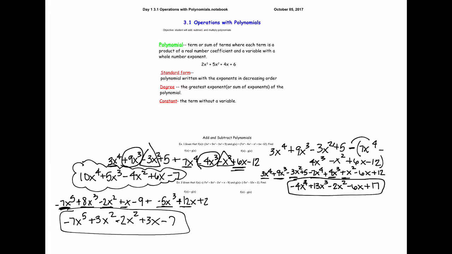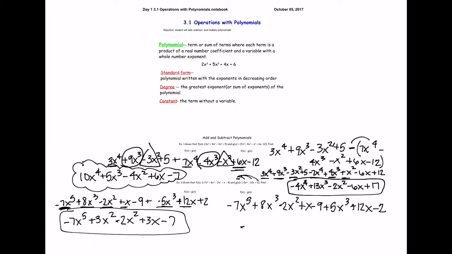The next one says f of x minus g of x. So remember, we want to subtract. Our first function is going to remain the same. Negative 7x to the fifth plus 8x cubed minus 2x squared plus x minus 9. We're going to distribute a negative to our g of x, so that's going to change all of our signs. So we have positive 5x cubed, positive 12x minus 2.